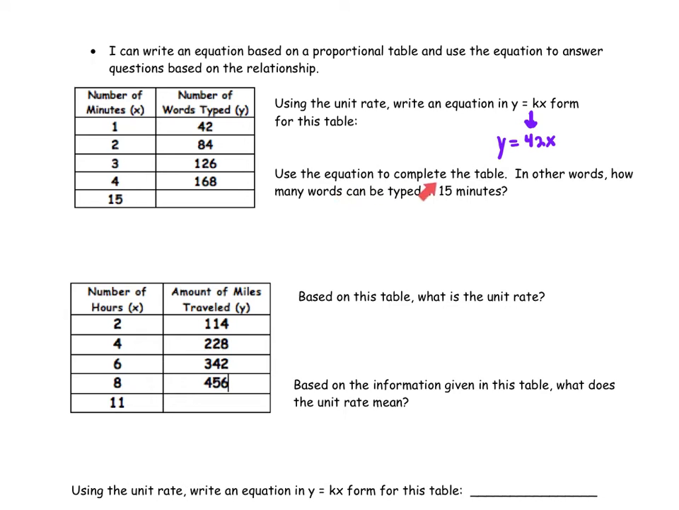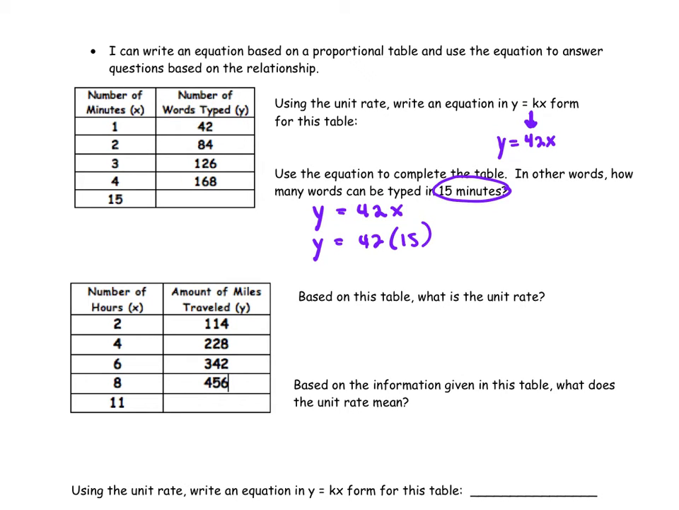So it says use the equation to complete the table. In other words, how many words could be typed in 15 minutes? So I'm supposed to use this equation. What variable do you think I can replace with what they gave me? The number on the table, 15 minutes. If you said it was the x variable, you're correct. And if you look, the x column, 15 is in the x column, and it mentions minutes. So there's two ways we can figure that out. So our equation would look like this. We would take 42 times 15.